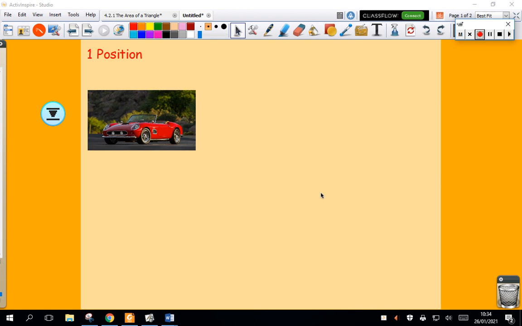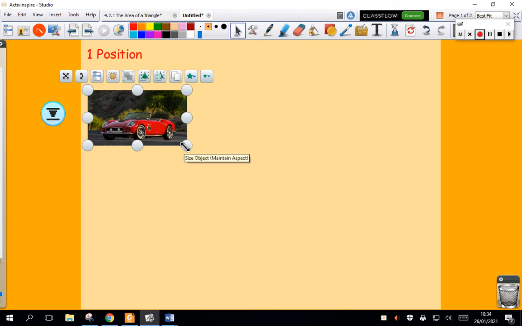Okay, in this class I'm just going to very quickly introduce the concept of position. So here we have the 1961 Ferrari 250 GT California. I have it from a reliable source that less than 100 were made.